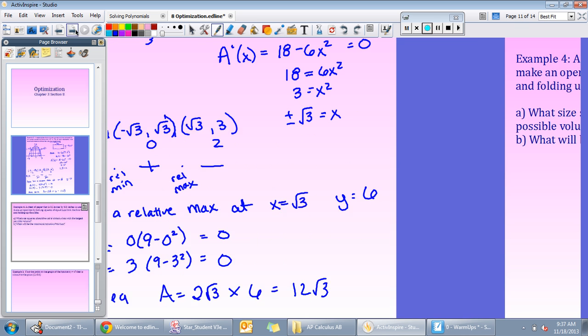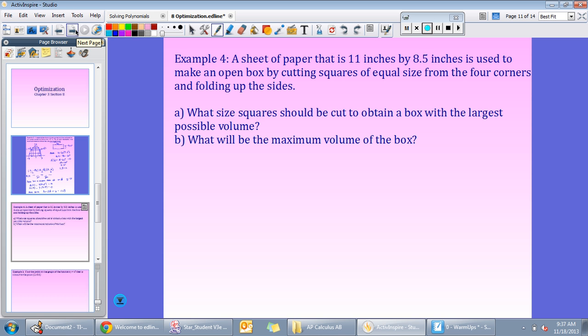Okay. For our next example, we have a sheet of paper that is 11 by 8.5, just a normal sheet of regular paper, 11 by 8.5, and we want to make an open box by cutting squares of equal size out of each corner.